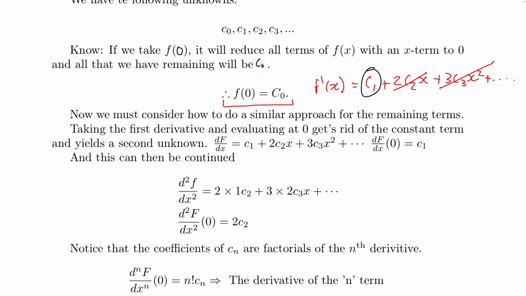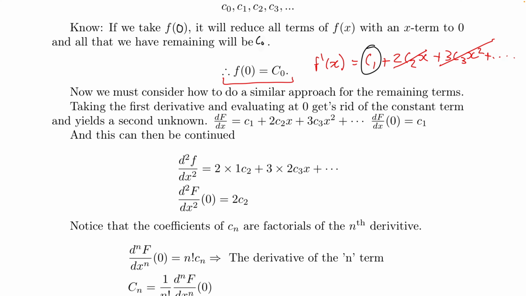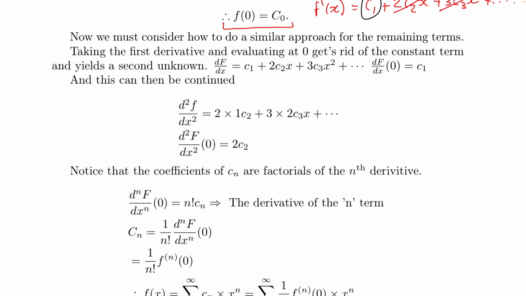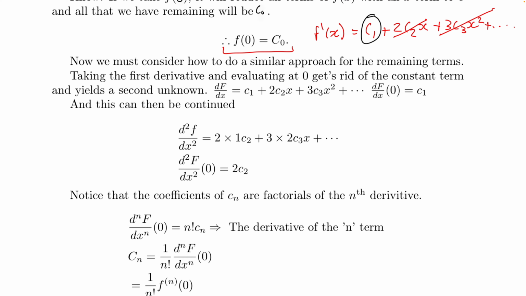Something special happens. The coefficients of my c terms form a factorial of n. For example, this is 2, and I'm taking the second derivative. 2 factorial is 2 times 1, which is 2. I know this is not as rigorous as a proof, but it does work. And it also works with c1, c3.